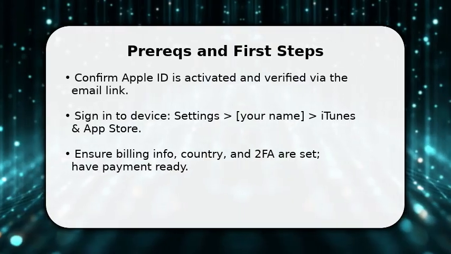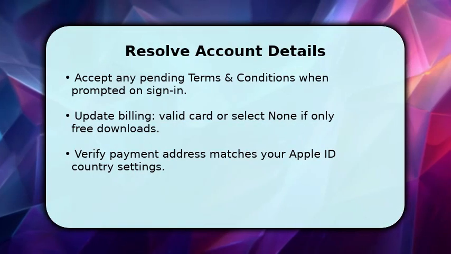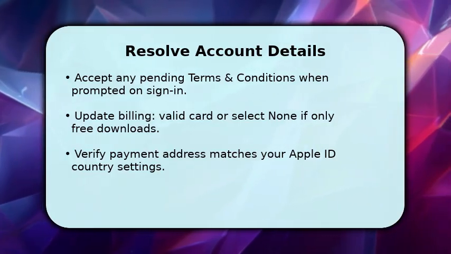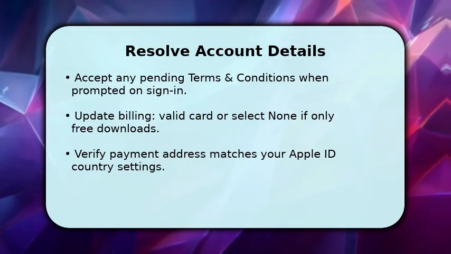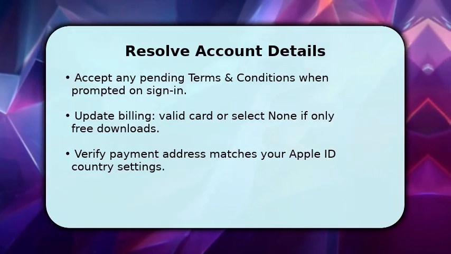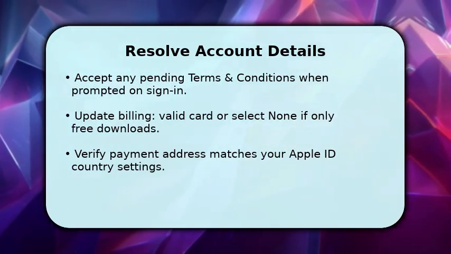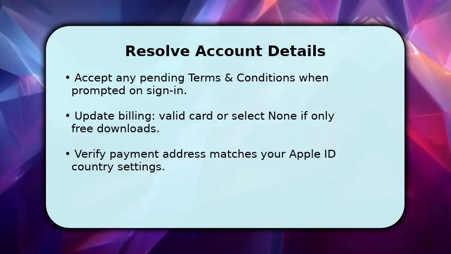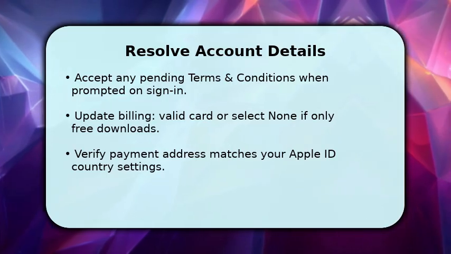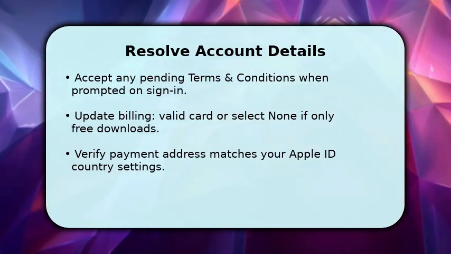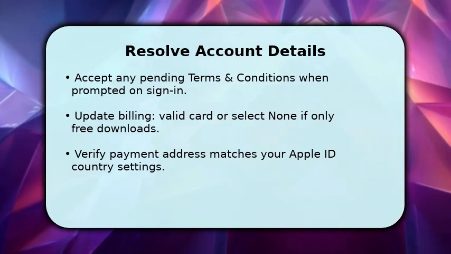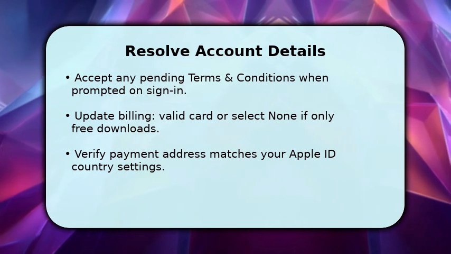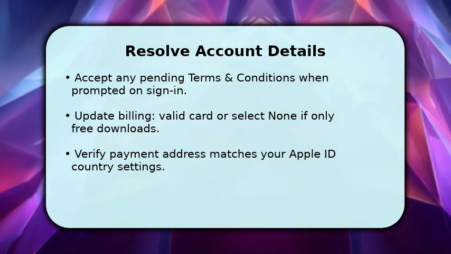Now you address the common midstream blockers, terms, billing, and region. When View Apple ID opens, accept all terms and conditions. This authorizes iTunes use. Next, update your billing. Add a valid payment method or choose none for free content, because iTunes sometimes requires a payment method even when zero charge applies. Also make sure the payment address matches your Apple ID country. Mismatches create verification failures. After saving changes, restart the App Store to let the updated details propagate across Apple services.